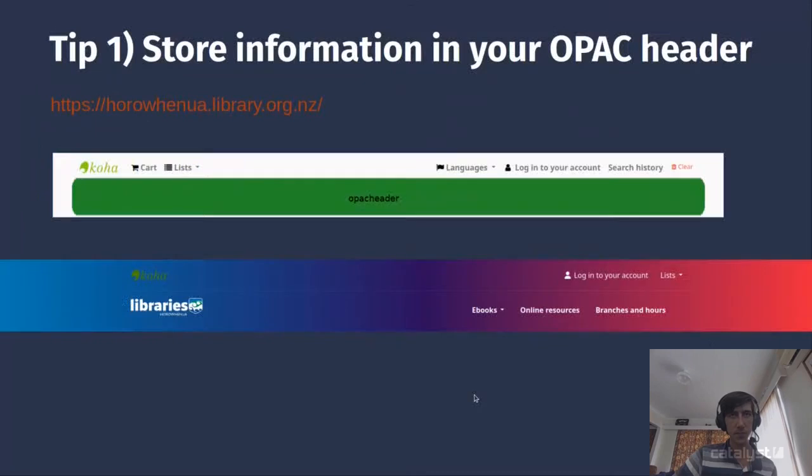So what we're going to do now is talk through 5 different ways that you can use these HTML customizations to highlight different things in your catalog. So first up, what you can do is store information in the OPAC header. In this example, we've got the OPAC header from that diagram. Remember, that's the topmost content editable region that you can play around with.